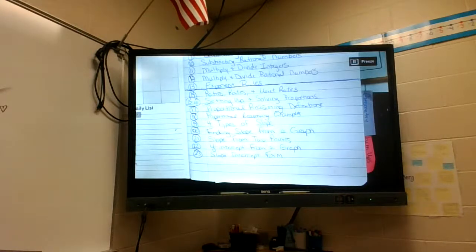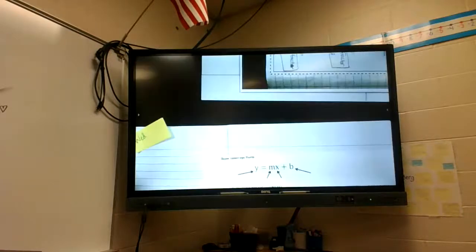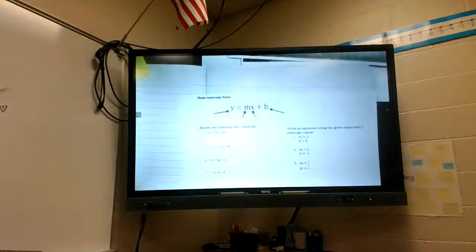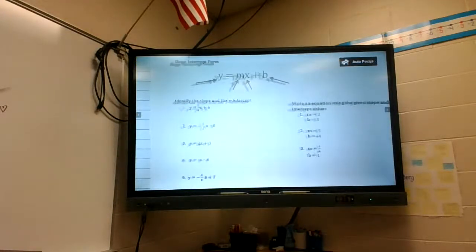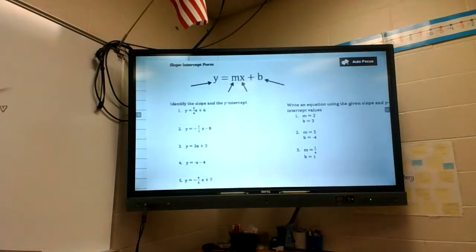All righty. So these are the notes we're going to take today. We're going to talk about slope intercept form. We'll glue it in when we're done.